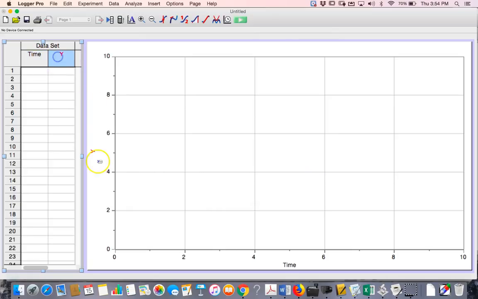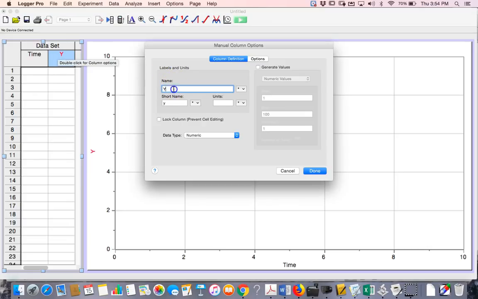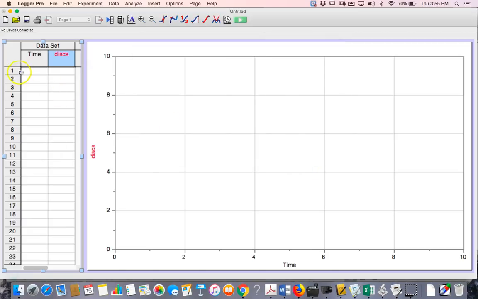And then Y is going to be the number of disks that floated. Remember, the rate of photosynthesis, if photosynthesis was increasing, they're going to have more disks floating in a shorter time period. So we double click the Y and just put disks, D-I-S-K-S. And there goes our disks on the Y, and our X axis is time. We're going to put in our minute intervals.